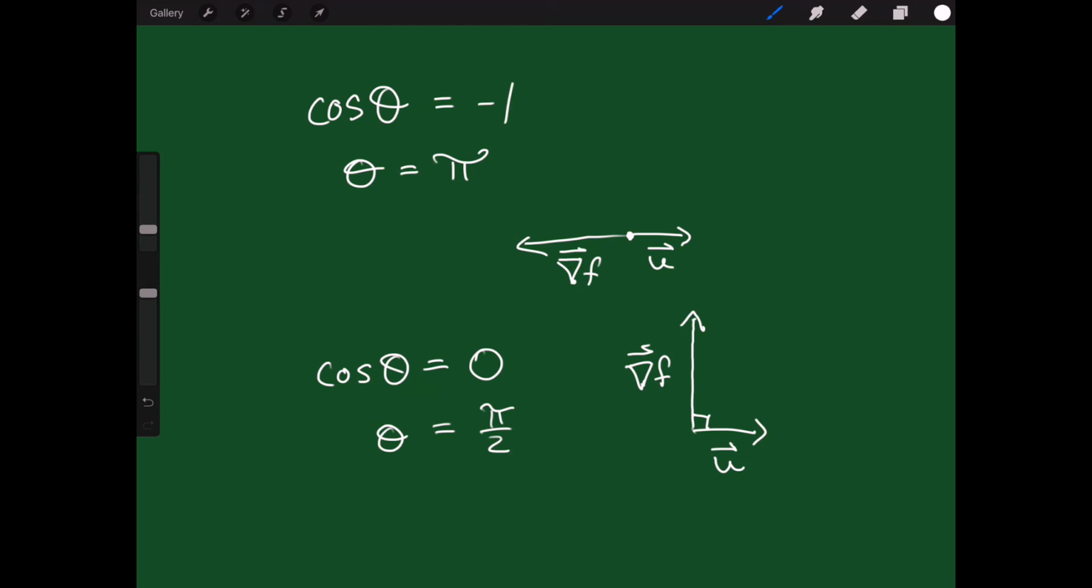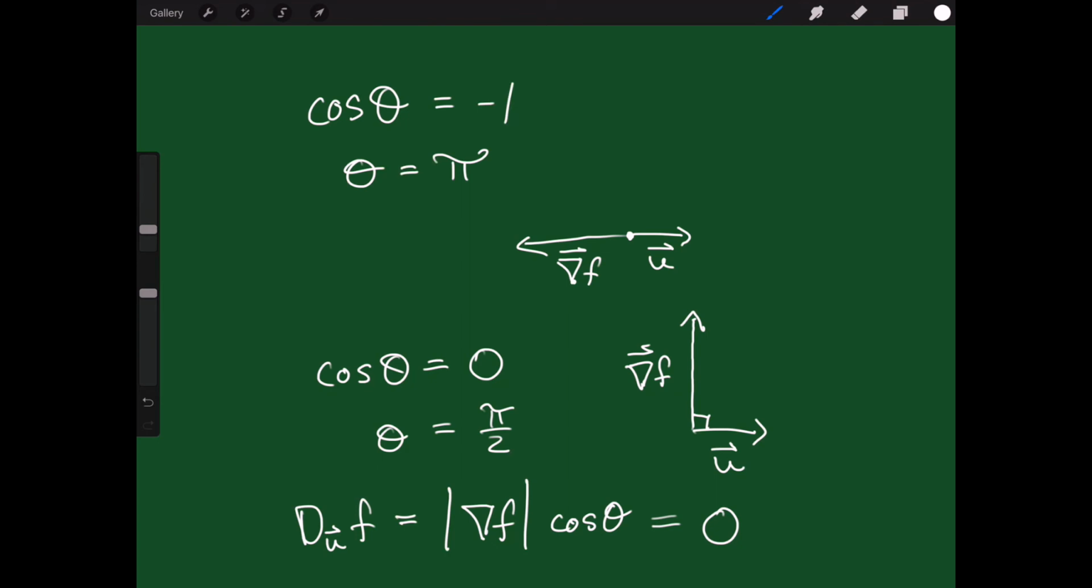Okay, so that would give me that my directional derivative in the direction u of f would be the magnitude of the gradient times cosine of theta. But if cosine of theta is 0, then this would just be 0. And I get that my derivative is 0 in that orthogonal direction to the unit vector.